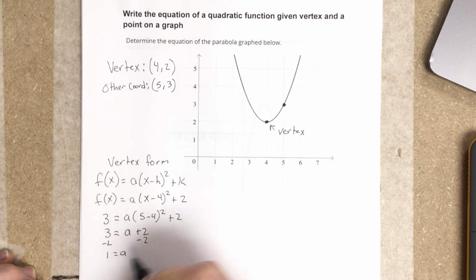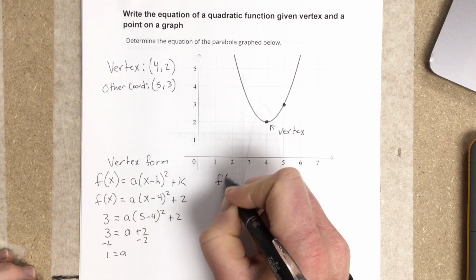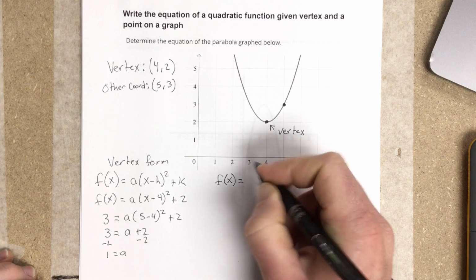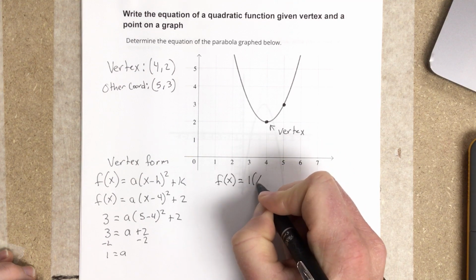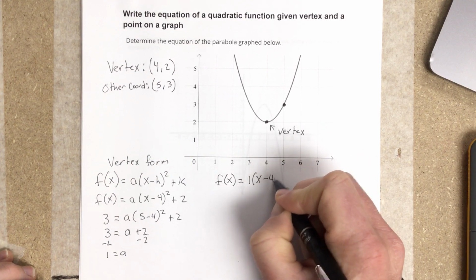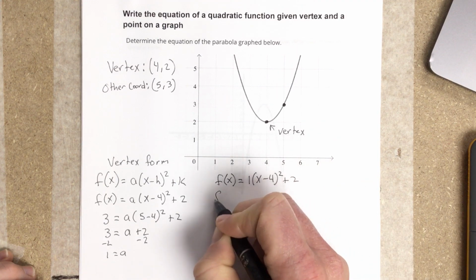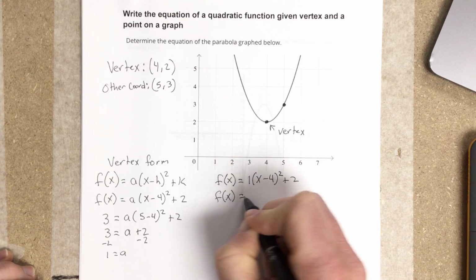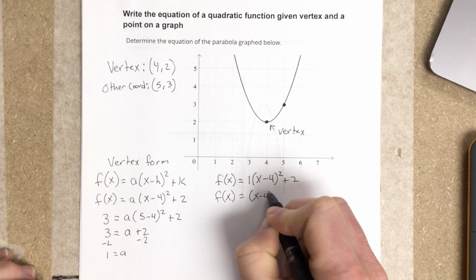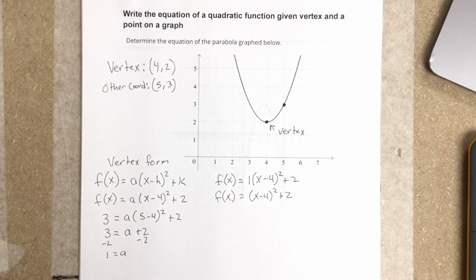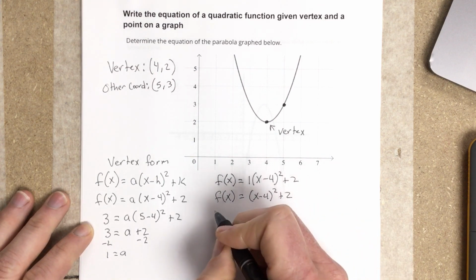So now I know my leading coefficient, and that leading coefficient is 1. So I can just write f of x equals 1 times (x minus 4) squared plus 2. But I'll really just write that as (x minus 4) squared plus 2. And this is vertex form, but I think they want us to go to standard form. Or not standard form, general form.